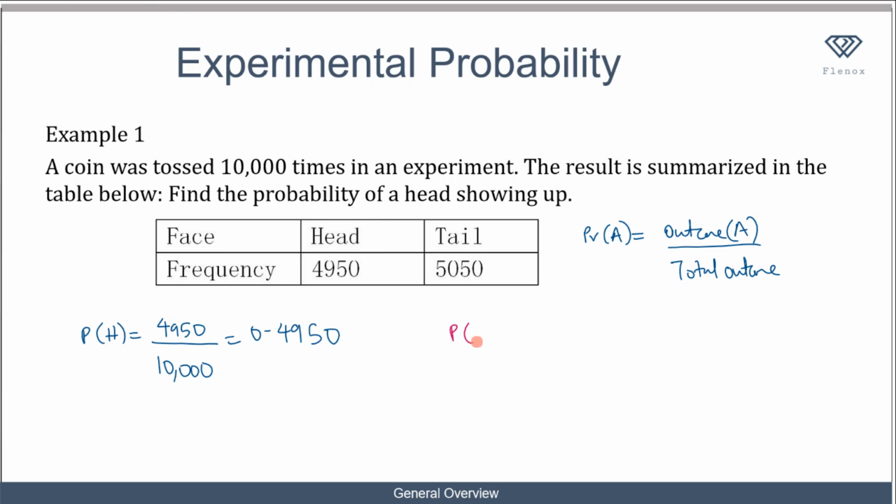So now how about finding the probability of the tail? In the same way, the probability of the tail will be equal to the number of times that the tail appeared, which is 5050, divided by the total number of times that the experiment was conducted, which is 10,000, and that gives us 0.5050. As you can see, these values differ slightly from the theoretical value, which we got to be 0.5, but we'll talk about that briefly and shortly.